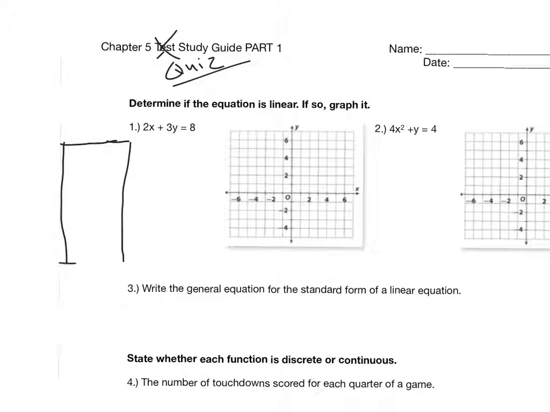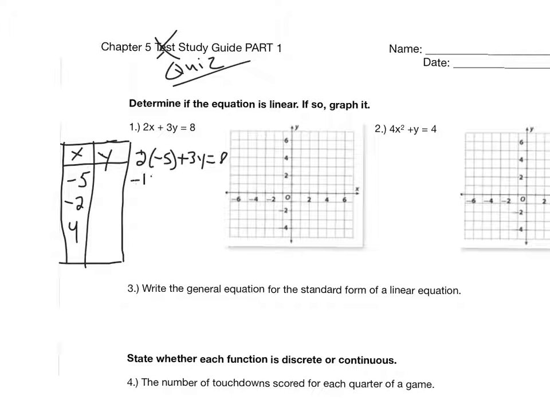a table. So if you create a table, you go ahead and select a few random points. And I went ahead and selected -5, -2, and 4 just so that I wouldn't have to deal with any fractions. Okay, and if we do that, we'll just plug in these points into our equation, find what the y values would be. So at -5 would be 2 times -5 plus 3y equals 8.